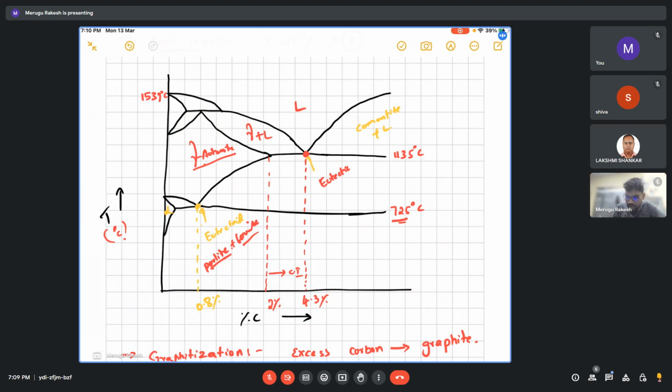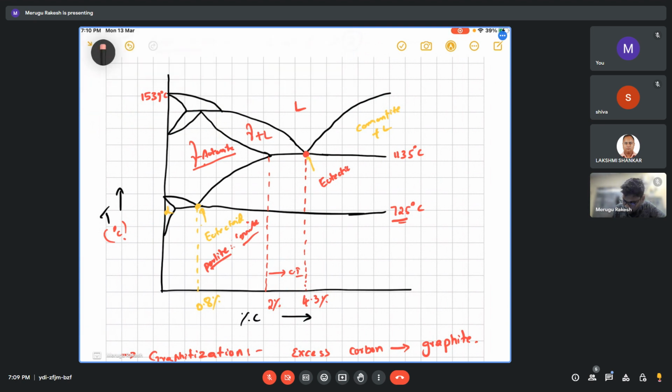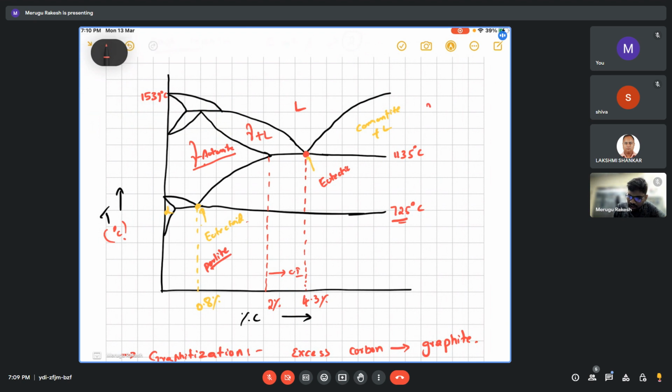Yes, yes. It forms, actually, pearlite only. I'm just writing. I'll remove this one. Okay, it forms pearlite. So basically what is happening is this austenite phase is converting into one pearlite phase.